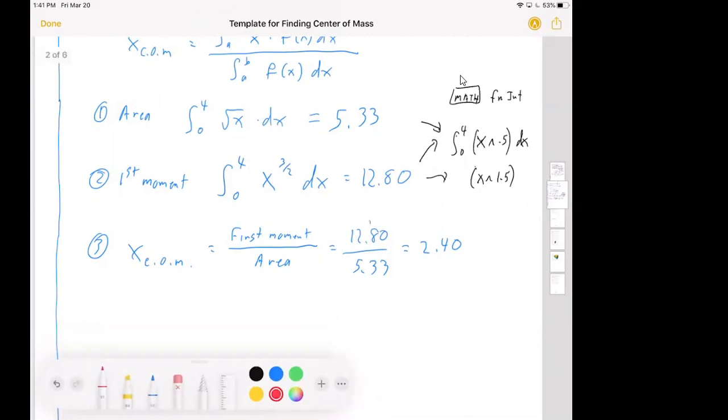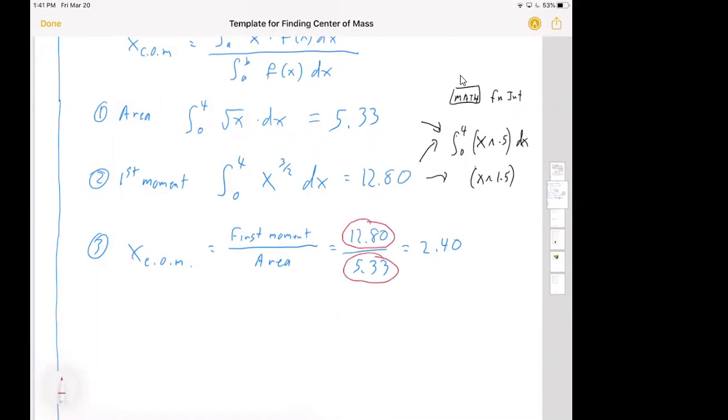Notice it is the 12.80 that goes in the numerator and the 5.33 that goes in the denominator. It's confusing because we often calculate the 5.33 first, and we calculate the numerator value secondly. So we want to actually reverse that and make sure we write the first moment as the numerator and the area as the denominator.